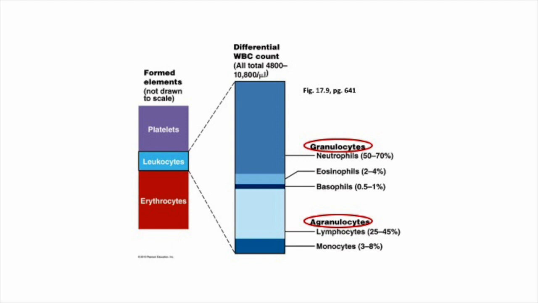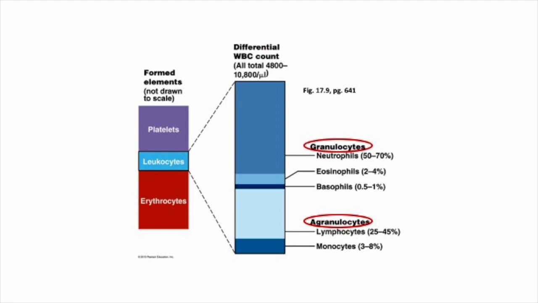So clearly neutrophils are the most abundant white blood cell we have. There's a handy little acronym you can use to remember the most to least abundant of the white blood cells. And that acronym is never let monkeys eat bananas. So neutrophils are our most abundant, lymphocytes, monocytes, eosinophils, and basophils.